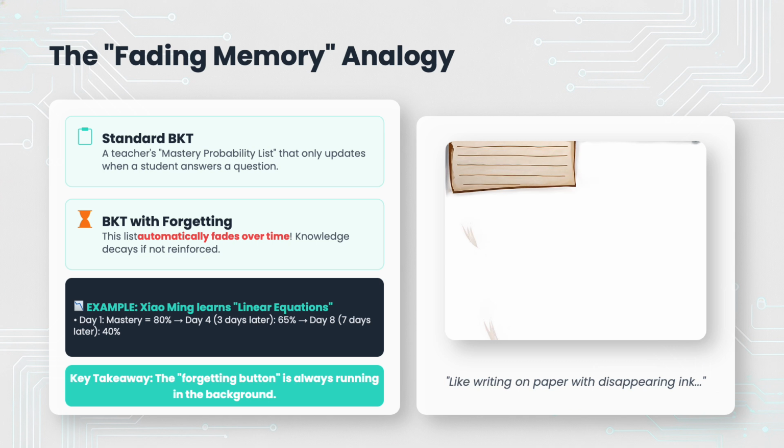For instance, if Xiaoming masters a concept with 80% probability today and then doesn't touch it for 3 days, the model will assume he's probably forgotten some and lower that probability, say, to 65%. This is the forgetting button in action, and it's always active in the background.